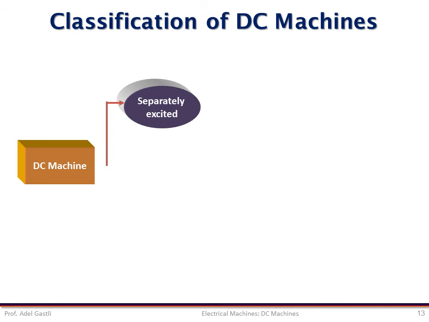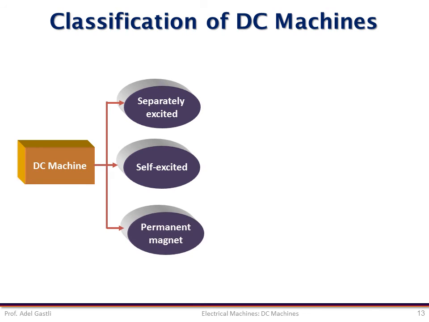They could be separately excited, where the field winding and the armature winding are fed from two separate sources, or self-excited, where the field winding and armature winding are fed from only one source, the same source. Or instead of using winding and excitation, we could use a permanent magnet, where the field does not have any winding and the field flux is produced by the magnets.